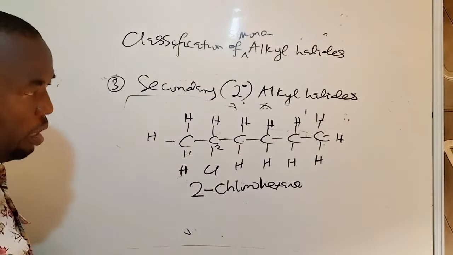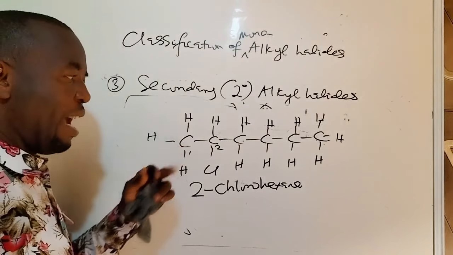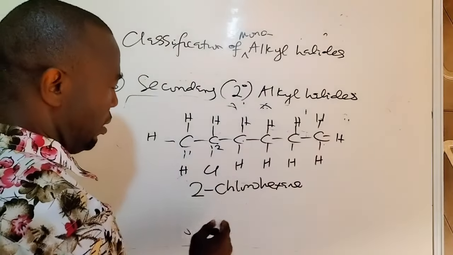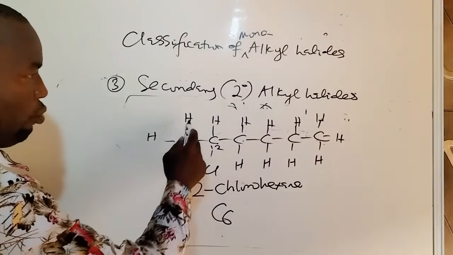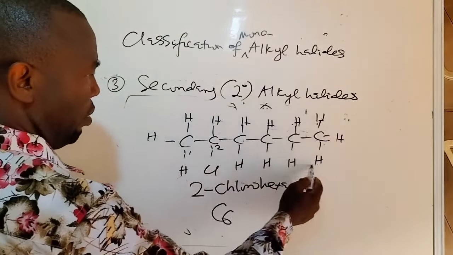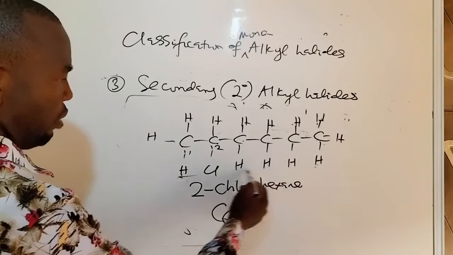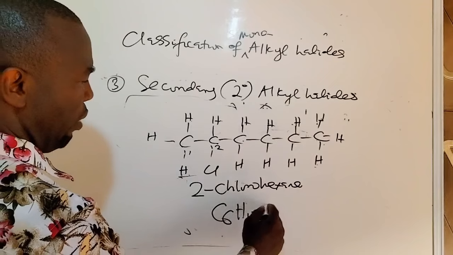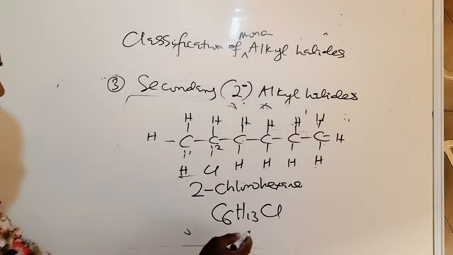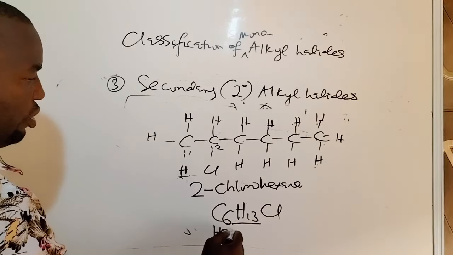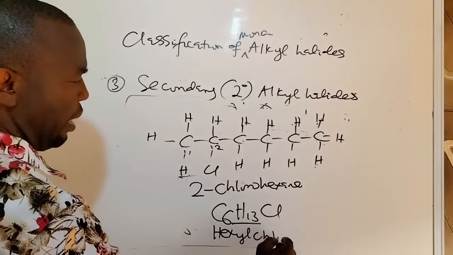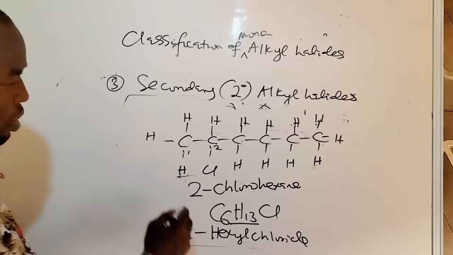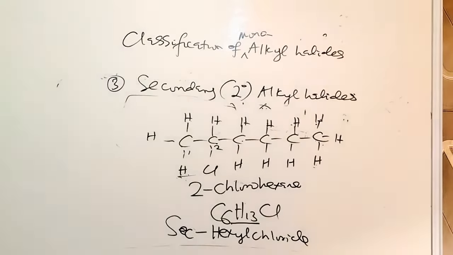So this is the IUPAC nomenclature. But if you want to take the common name, what you have to do is identify the kind of halide. It is secondary. Then count the whole carbon, that is 6. Count the whole hydrogen, 13 hydrogen, and then one chlorine. To name it now, this is from hexane. I call it hexyl chloride. But I now attach secondary in front to show that it's the secondary or 2nd-degree alkyl halide.